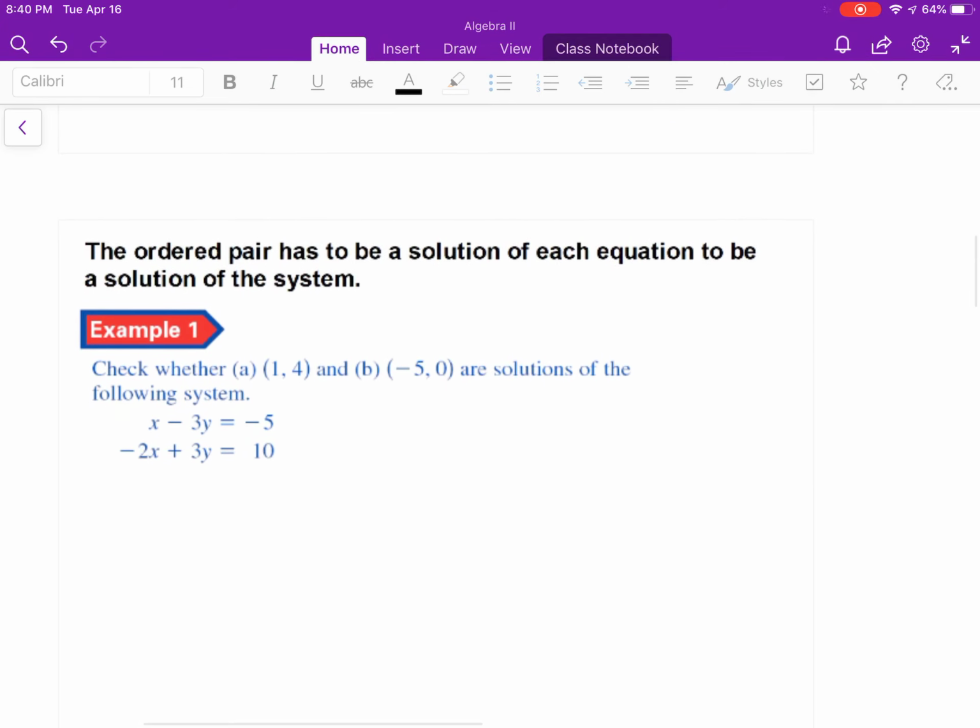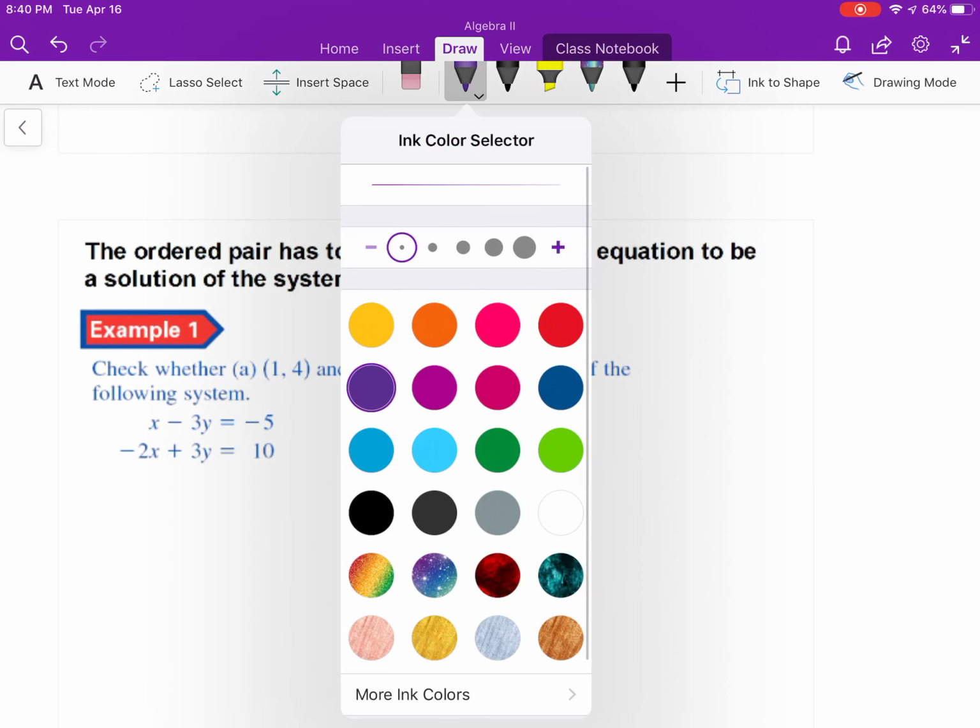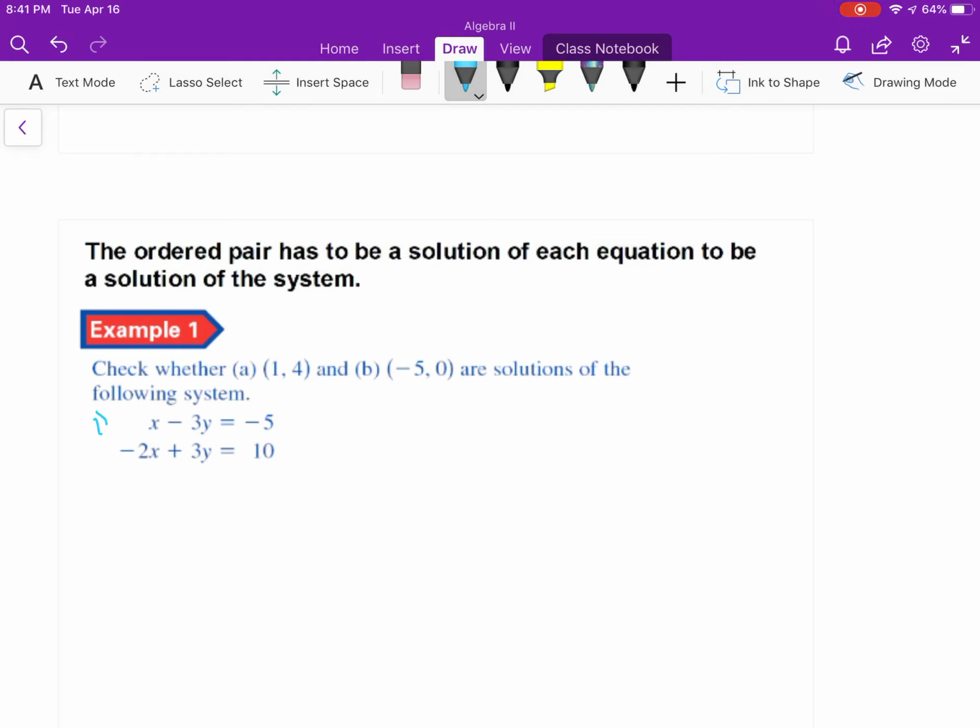Alright, so now we're just checking to see if ordered pairs are solutions to a system. In a system, we've got two equations, and in the equations you have an x and a y. The idea is that if you have two unknowns, you need two equations in order to solve. So I'm going to check the point (1, 4).